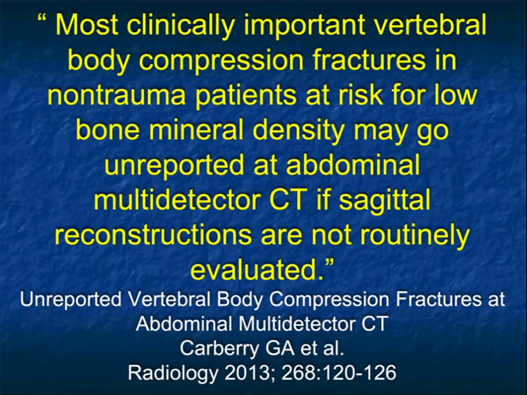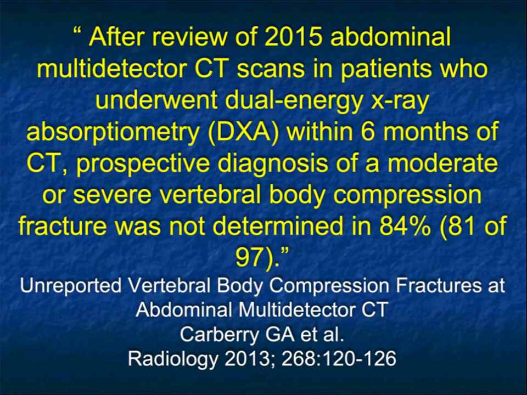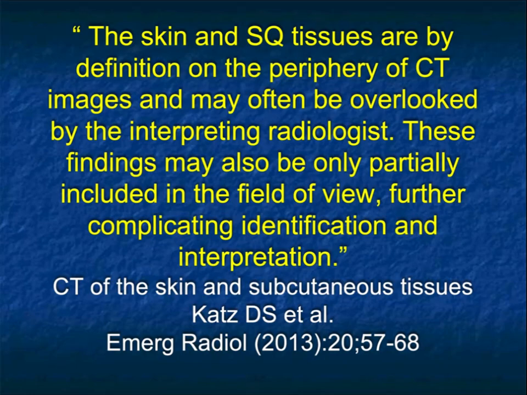Good article. Most clinically important vertebral body compression fractures in non-trauma patients at risk for low bone mineral density may go unreported on abdominal multi-detector CT if sagittal reconstructions are not routinely evaluated. There's a new AI program from one of the companies, it's either Zebra or AI Doc, which just looks at the sagittal lumbar spine to tell you there's osteoporosis because people are missing it. In this article, 84% of cases were missed because people were not looking at the sagittal views.